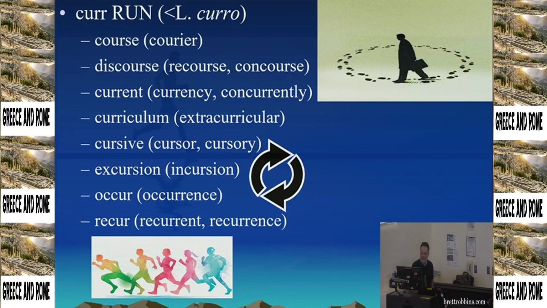And then finally, for this root, to recur, for something to recur, as you know, re means again or back. So it means to run back. Okay, so this guy walking in circles, what he encounters is a recurrence. He sees the same footsteps because he's going in a circle. And that's kind of metaphorical for things in life that just repeat themselves over and over.